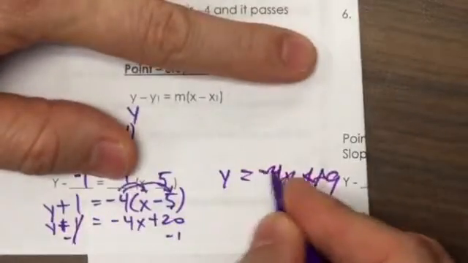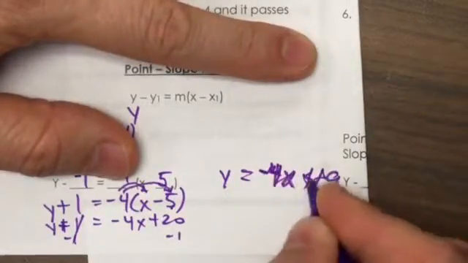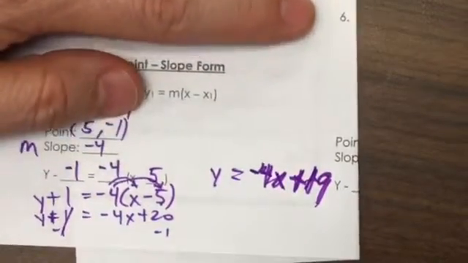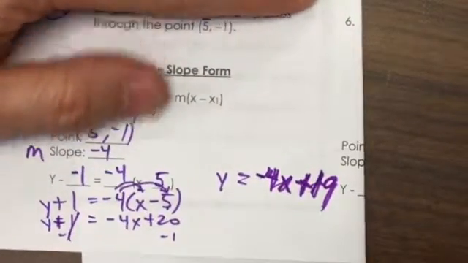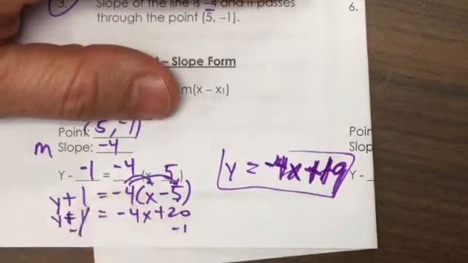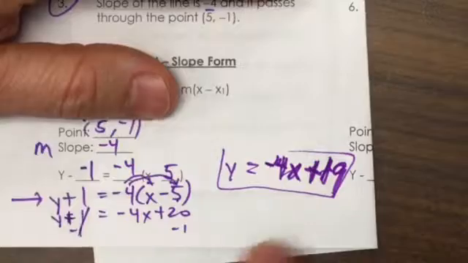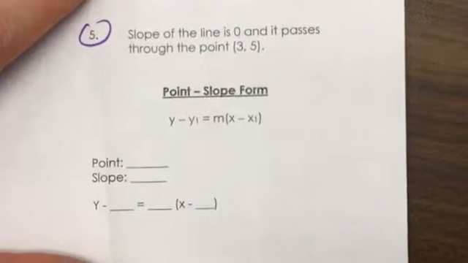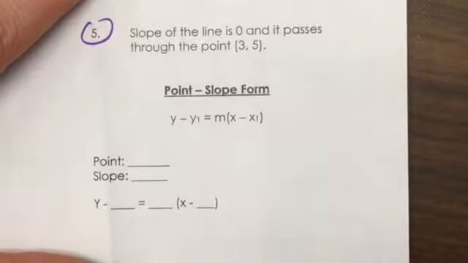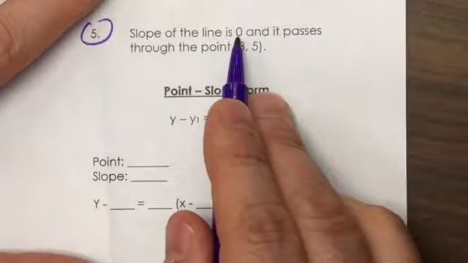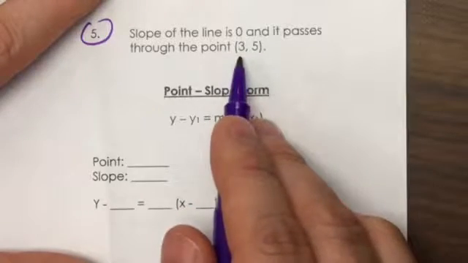Oh, that's a little messy. -4x plus 19. That's really messy. I should have used a different pen. Sorry, guys. Remember, you could just stop right here at this step to get point slope. I went ahead and went all the way to the slope intercept. Let's do one more. Number 5 on the right-hand side, it's in the middle. Let's take a look. The slope of the line is 0. Interesting. It passes through the point 3, 5.